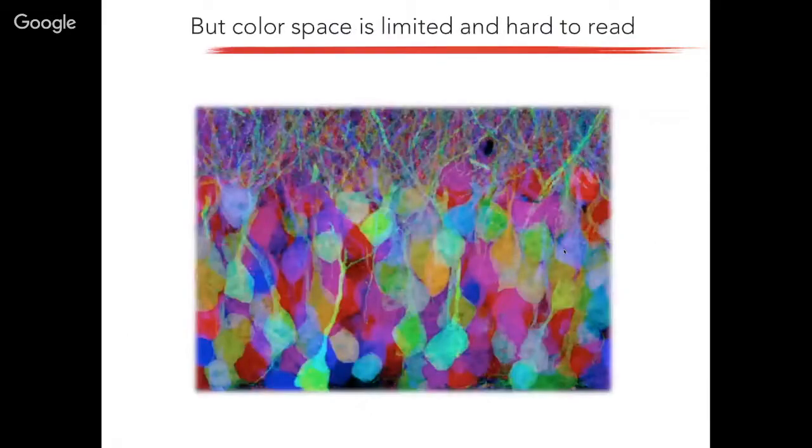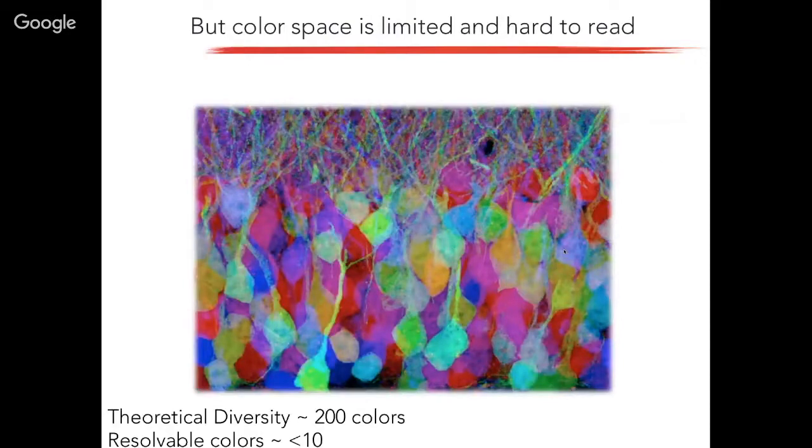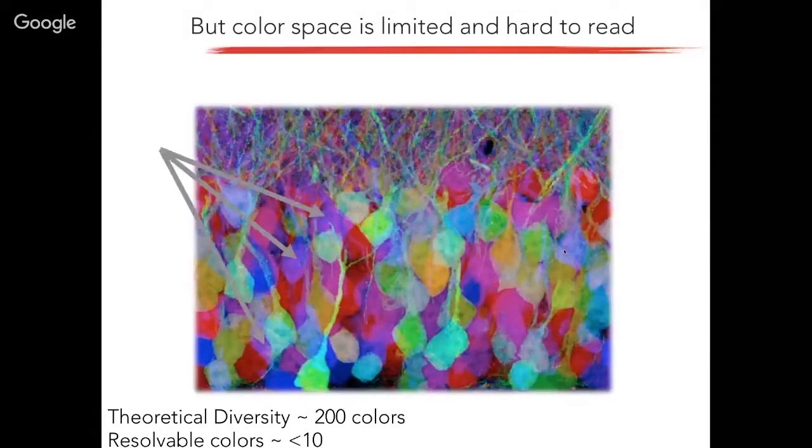But unfortunately, color space is limited and hard to read. So although the theoretical diversity was 200, the number of colors that you could actually resolve with real microscopes, actually it's not even an issue of the microscopes, it's the overlap of fluorophores, in general really is closer to, it's less than 10 generously, it's probably closer to 5. And that's shown here, where those three purple neurons are probably different purples, but they can't be resolved.